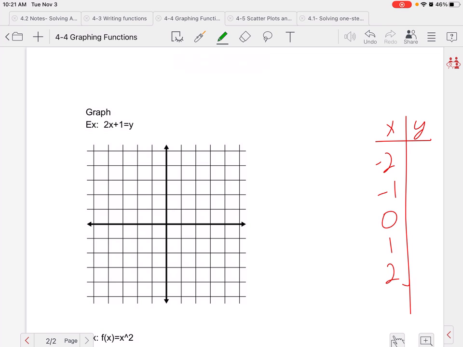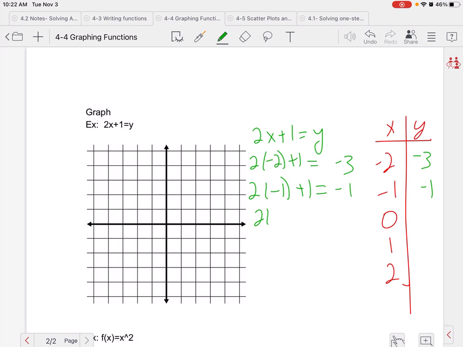All right, so we have 2x plus 1 equals y. So we're going to plug in -2. -2 times 2 is -4, plus 1 is -3. 2 times -1 is -2, plus 1 gives me -1. 2 times 0 plus 1 is conveniently 0 plus 1, which is 1. 2 times 1 plus 1 is 2 plus 1, which is 3. And 2 times 2 plus 1 is 5.